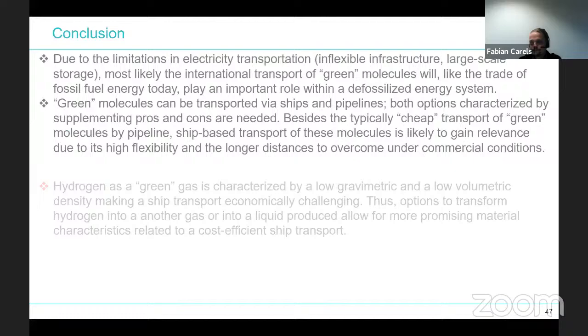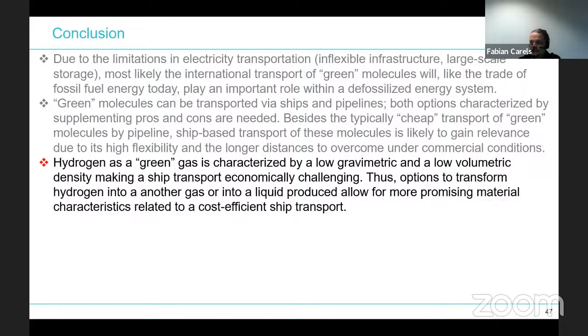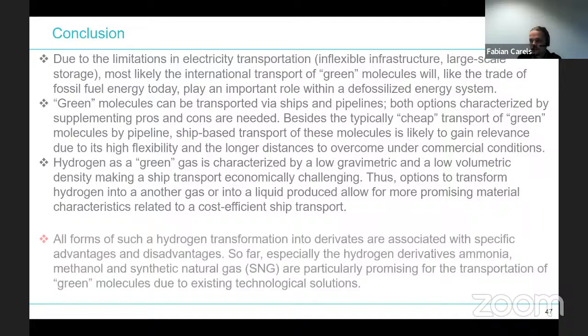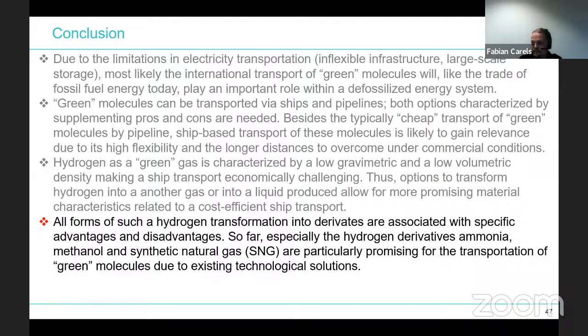We have seen that gaseous hydrogen has a high gravimetric energy, but it has a very low volumetric energy density. Thus, the options to transform hydrogen into another gas or into a liquid allow for more promising material characteristics related to a cost-efficient ship transport. All forms of such a hydrogen transformation into derivatives are associated with specific advantages and disadvantages, as we have seen in the last part of the presentation.